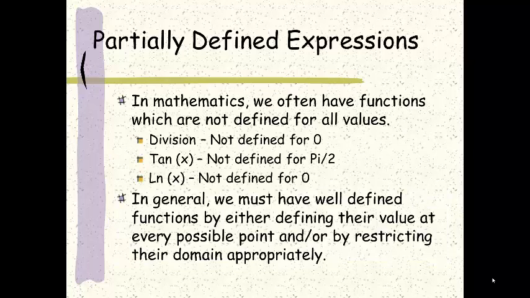In mathematics, we often have functions that are not defined at all values. For example, division is not defined for 0, unless you're Chuck Norris. The tangent of x is not defined for pi over 2, and the natural logarithm of x is not defined at 0. So in general, we have to have well-defined functions by either defining their value at every possible point or by restricting their domain appropriately. So you can say division only works for positive and negative, but not for 0. So you can restrict its domain.